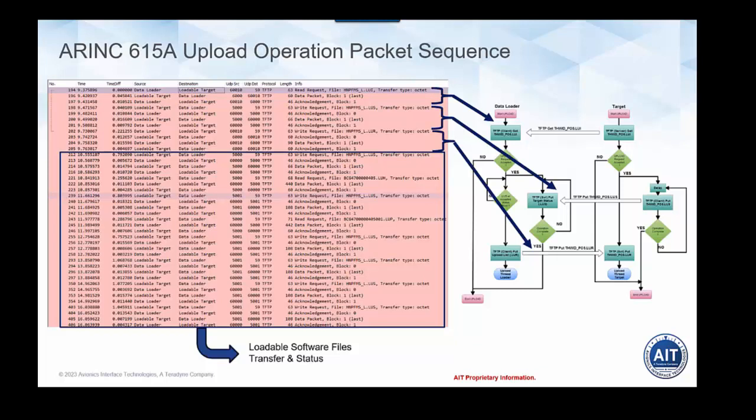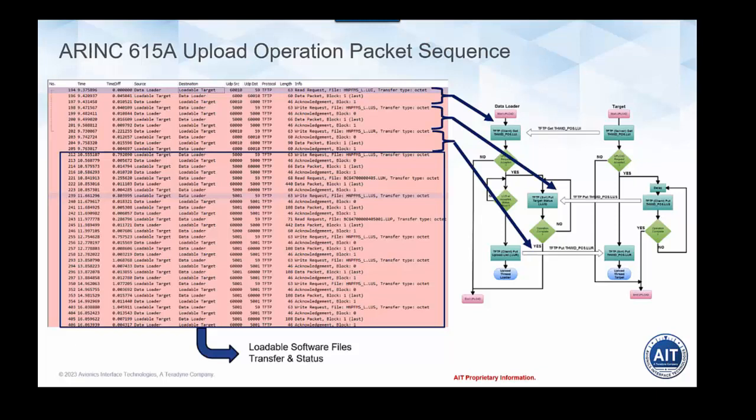You can see in the first three packets there, that is the TFTP file transfer of the LUI. That's the data loader requesting the target to read the LUI, and then the data and the ACK there, that is the actual file being transferred. Then after that, we can see that the loadable target initiates the transfer of the LUS file, indicating that it's ready. After that LUS is transferred, you can see that the data loader initiates a put, or a write, of the LUR file to the target system.